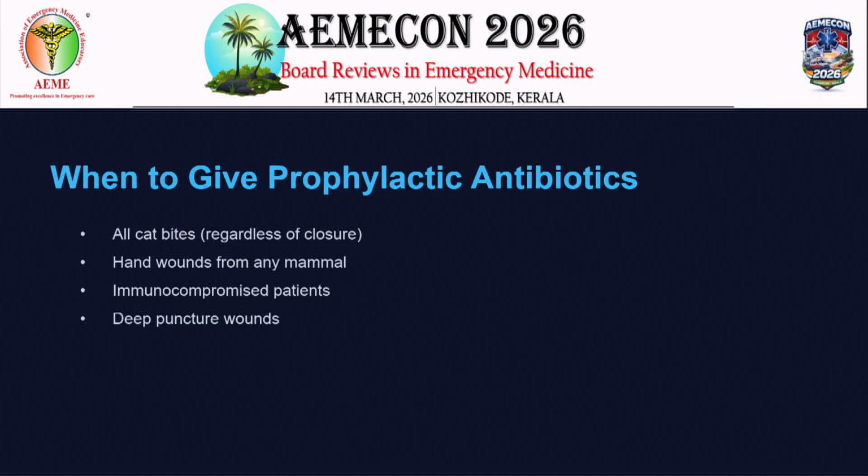So this is a general dictum for when to give prophylactic antibiotics. First, all cat bites should receive prophylaxis. All hand wounds should receive prophylaxis if the hand wound is from any mammal, including humans. All immunocompromised patients, if you suspect that they are at high risk for infection, should get prophylactic antibiotics, and also a deep puncture wound.